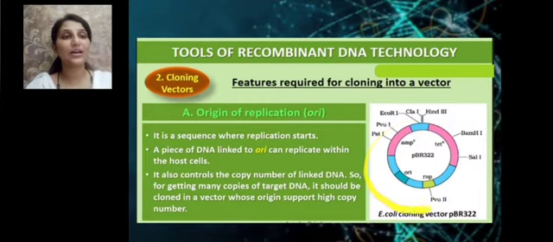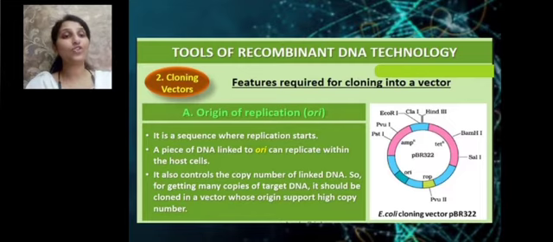This is a modified plasmid vector of E. coli. It is called pBR322. We can see this is the ORI site. It should have an ORI site. So a piece of DNA which is linked to the ORI can replicate within the host cells. In the beginning we said a piece of DNA cannot replicate as such because it lacks an ORI site. It will replicate inside the host cell only if it is linked to an ORI site.